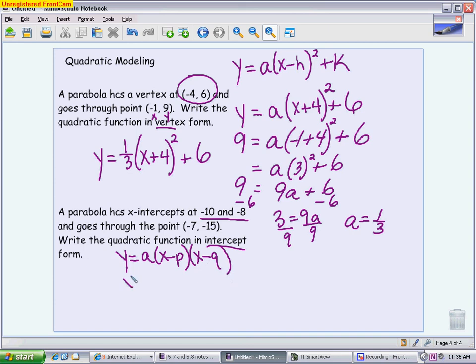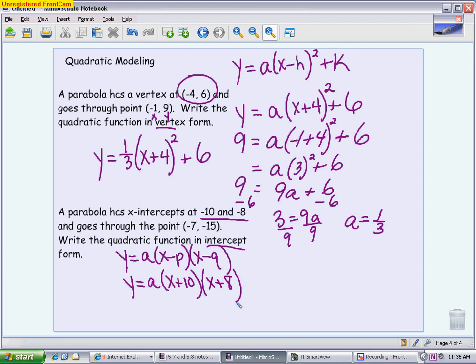When I plug in my intercept, it's like you're finding the solution. You're writing the solution. If -10 is the 0 or the solution or the intercept, then that means in parentheses my factor should be x plus 10. If my intercept is at -8, then my factor should be x plus 8. Because the intercept is what makes the factor 0. So if I put -10 into the first parentheses, I get 0.